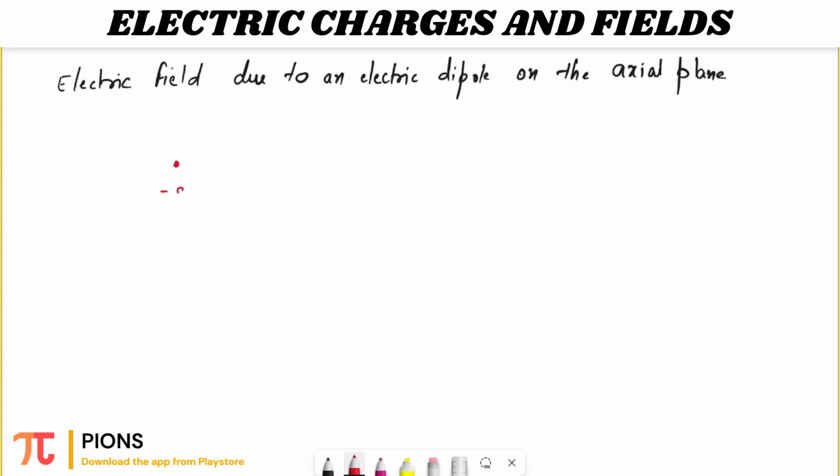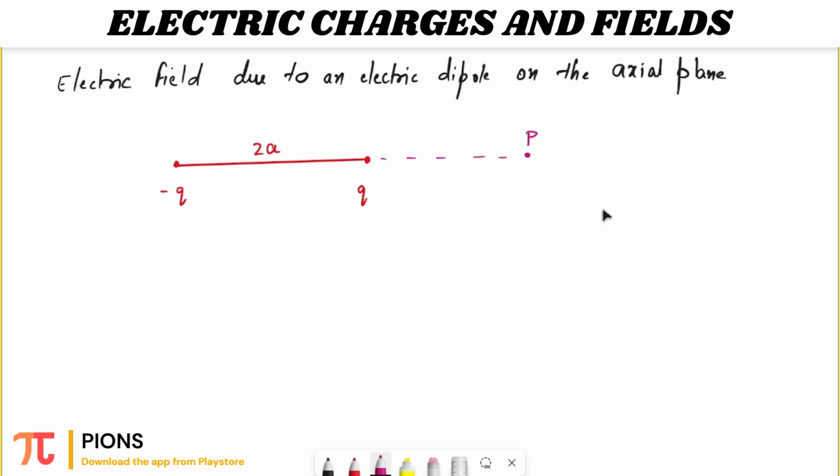This is our minus q charge and this is our plus q charge, and they both are separated by a distance 2a, because this is our electric dipole. Now we are finding the field at the axial plane. What is the axial plane or axial point? An axial point is a point along the axis of the dipole. And what is the axis of the dipole? This direction. So we will draw a point over here, and let's say this is our point P at which we are finding the electric field due to this dipole.